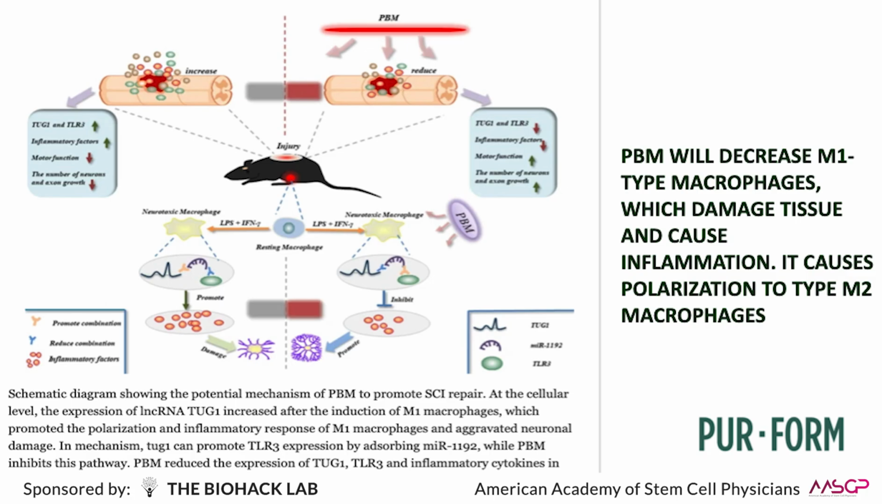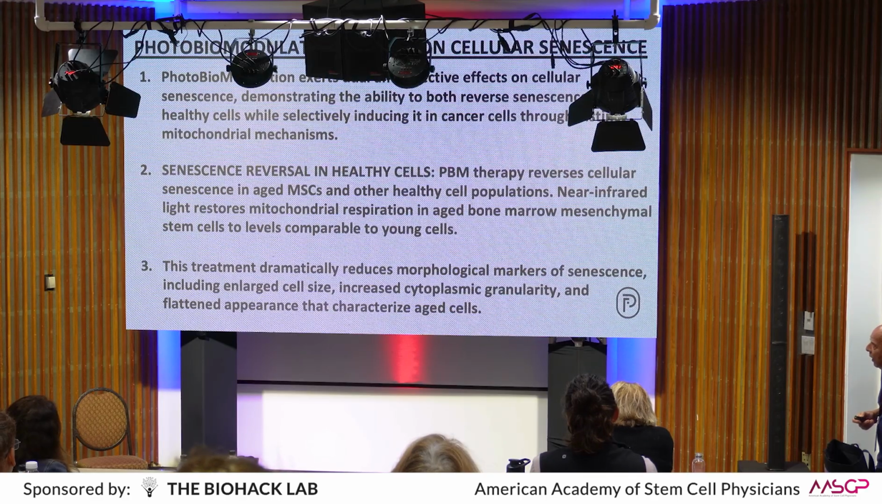And again, photobiomodulation decreases M1 macrophages. We heard about that a little earlier, okay? M1s are the ones that go in there when you have an injury, but you want to get rid of those guys. You want the M2s to start causing regeneration. And that's an important aspect of things.